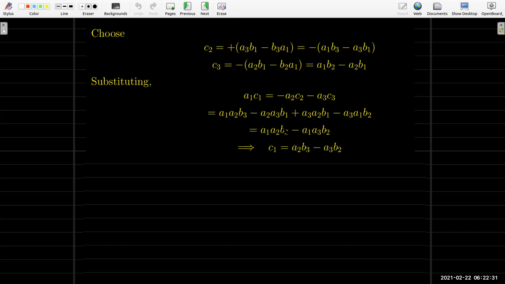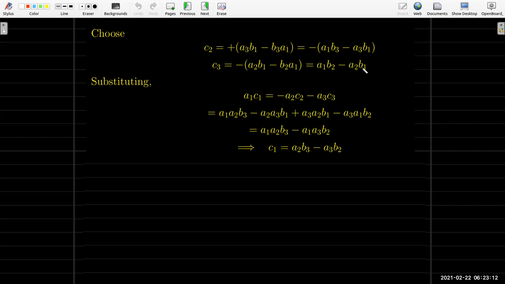Now there's a definite pattern in all of these expressions for my coefficients. They all start with a product of two numbers, and then a subtraction, and then a product of two numbers. There's also another pattern that the indices are swapped. Here I have A2, B3, then I have A3, B2. And that's true with all of them. Here I have A3, B1, then I have B3, A1. And here I have A1, B2, then I have A2, B1.